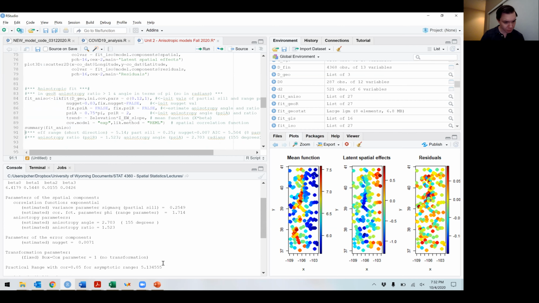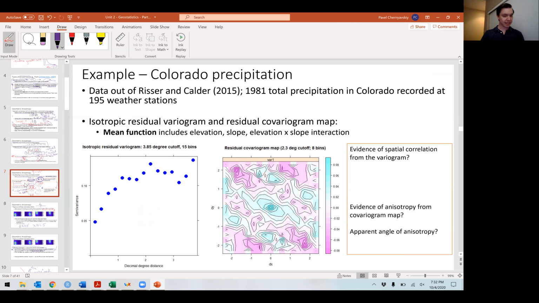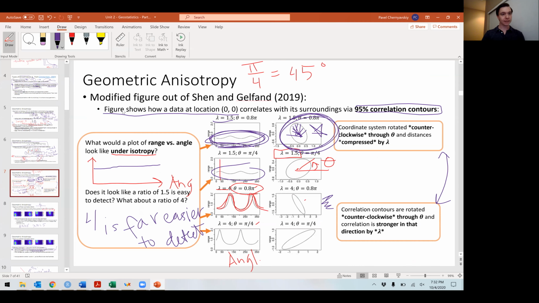Here is the effective range in the shorter direction. If you remember, the isotropic effective range was just over 6 decimal degrees. Here is the estimated anisotropy ratio, 1.523. Interesting. If we compare it to these plots, 1.523 does not correspond to all that great of a spatial dependence. In fact, anisotropy, I'm sorry. In fact, what we just estimated is probably looking a whole lot like this, right?